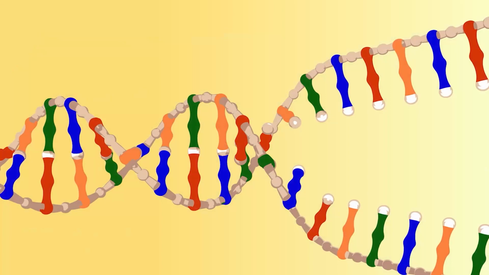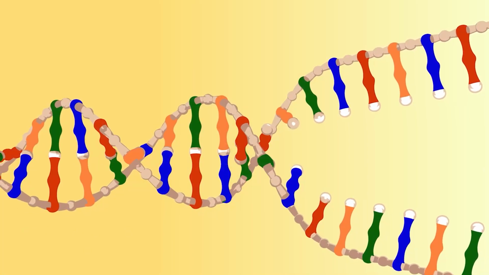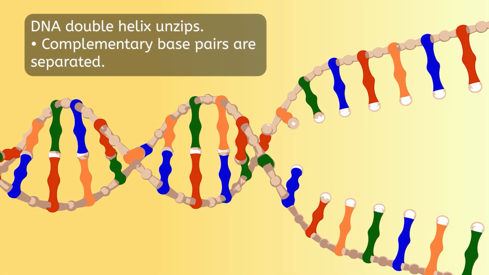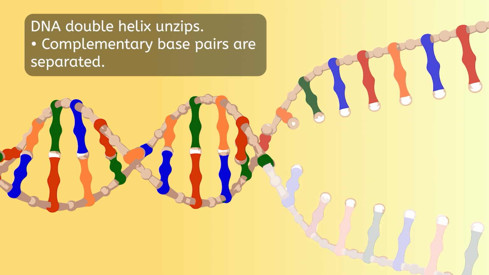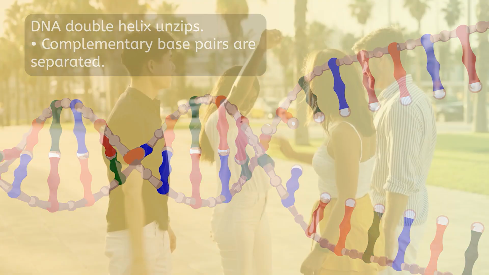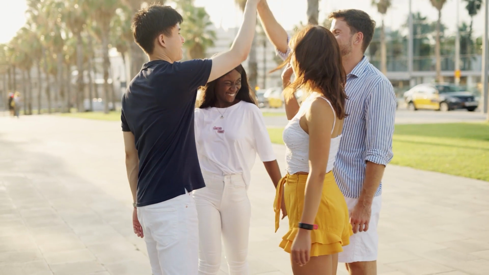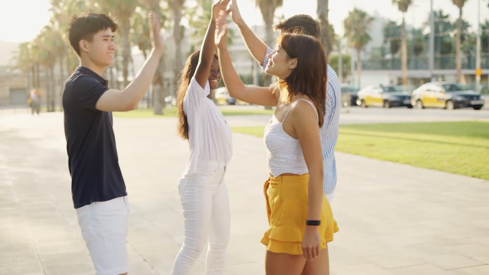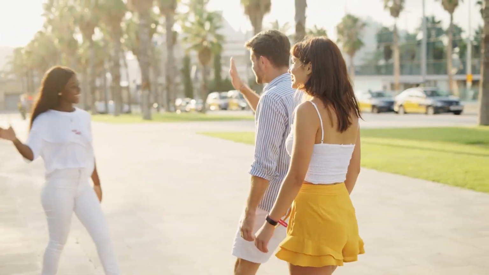The process of DNA replication begins when a double strand unwinds and unzips. This separates the complementary base pairs. A's and T's get ripped apart, as do G's and C's. Each half of the DNA is now just a single strand. It seems a little cruel, like losing your best buddy. Don't worry though, new friends will be joining them soon.